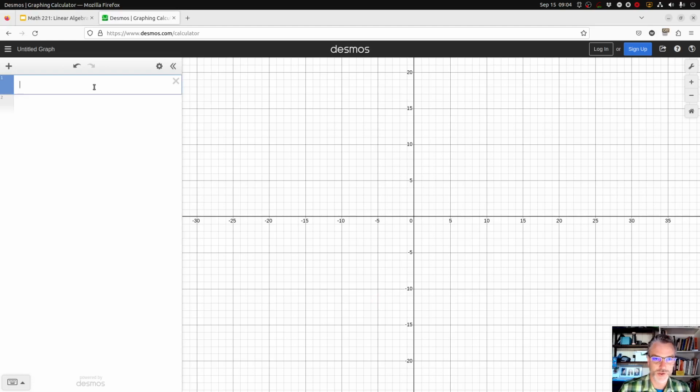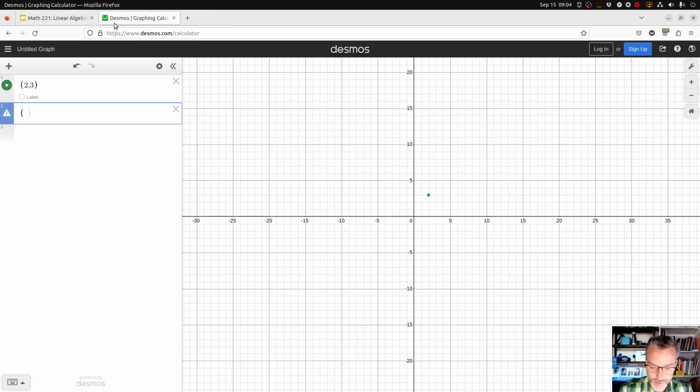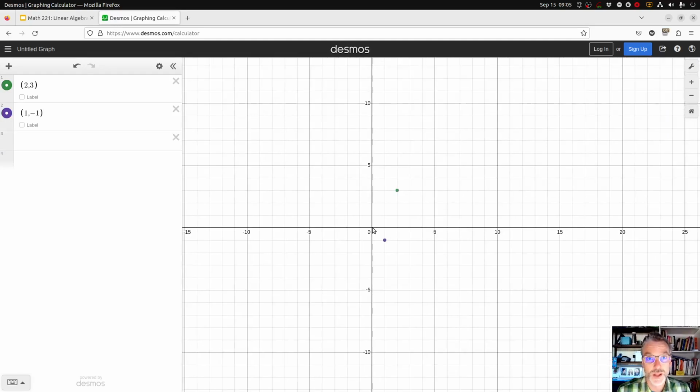Let's just start Desmos again and put that there. And was it 1, -1? Yeah. 1, -1. So I've got two vectors there. Again, just imagine that there's an arrow going from here to there, arrow going from here to there. Now I'm going to create all possible linear combinations of these two.